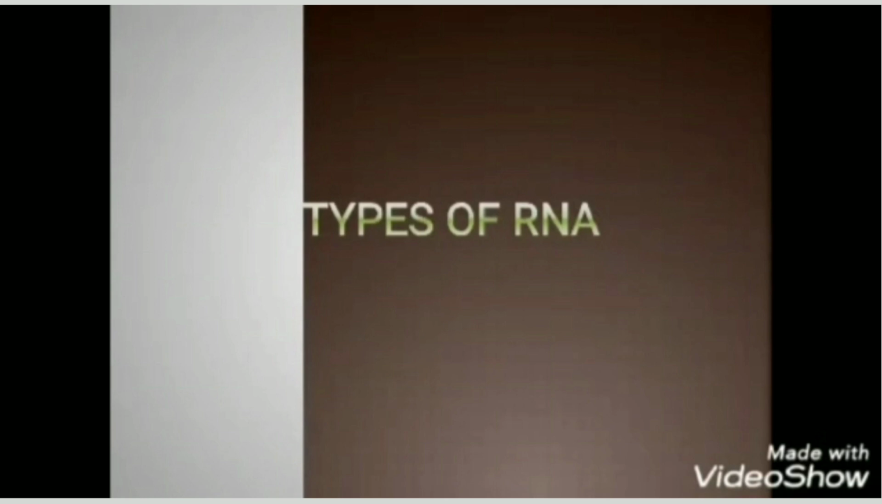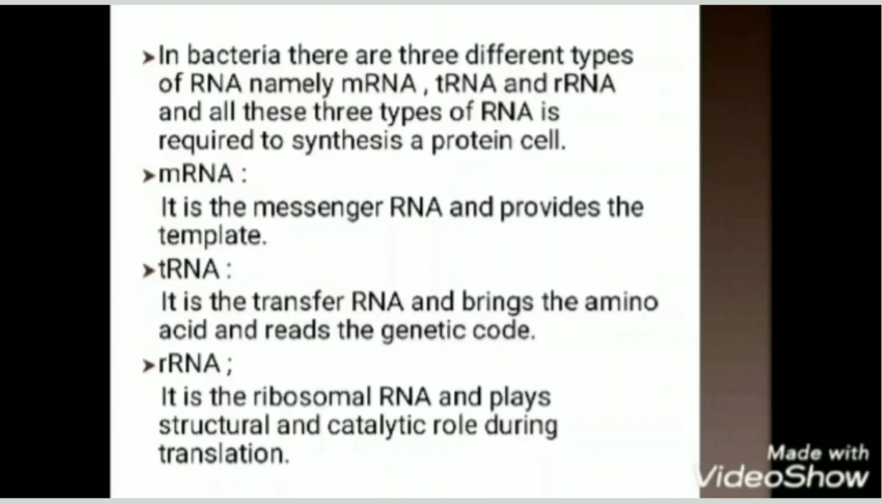Types of RNA. In a bacteria, there are three different types of RNA, namely mRNA, tRNA, and rRNA. All these three types of RNA are required to synthesize a protein in a cell and they have functions of their own.